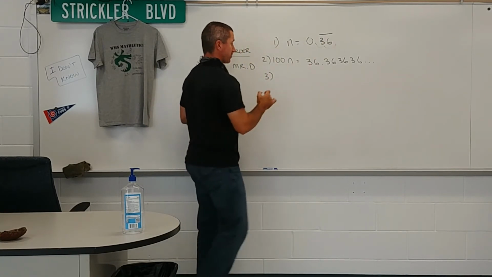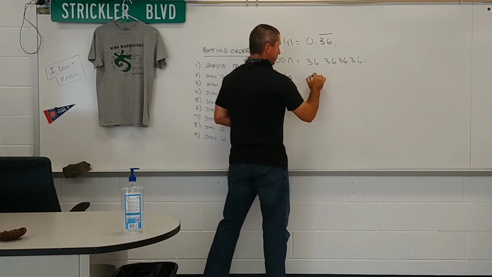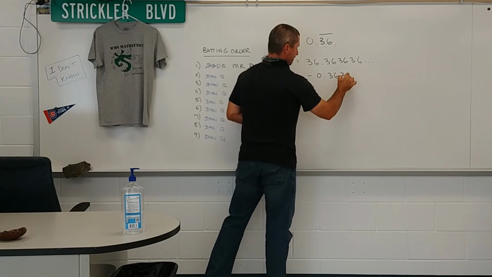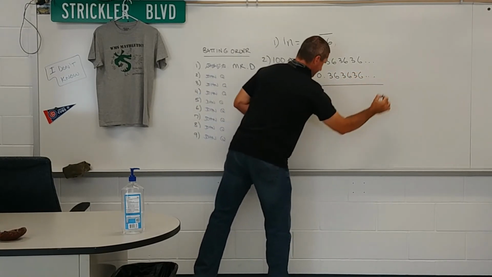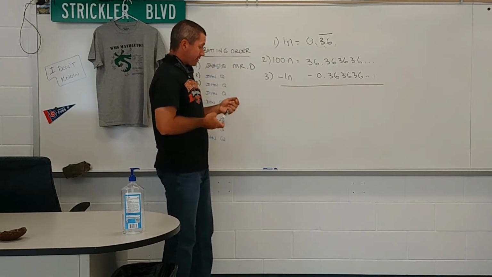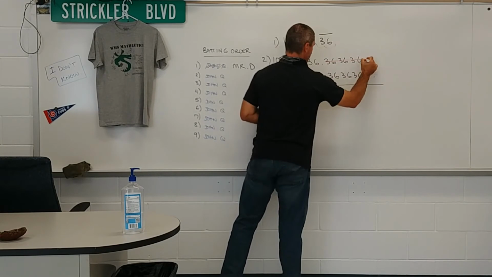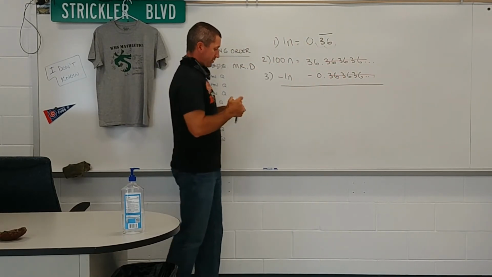Okay, so in this case, you're just going to subtract 1n. Remember, this is 1n equals. And you're going to subtract 0.36 repeating. Again, add a couple of 3 6s on there so you have something to cancel. Draw an old school subtraction line like that. And this cancels. 3 6 repeating subtracted from itself is 0. And then 36 minus 0 is just 36.